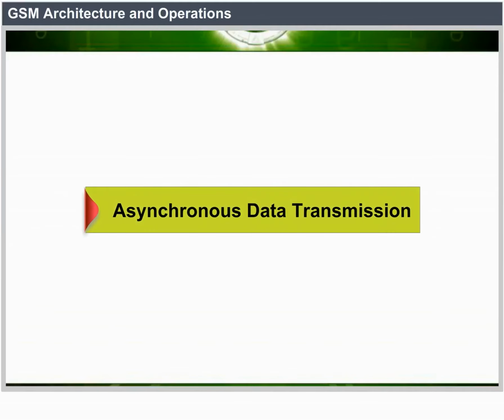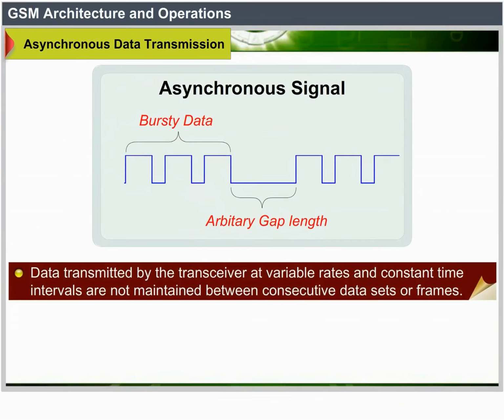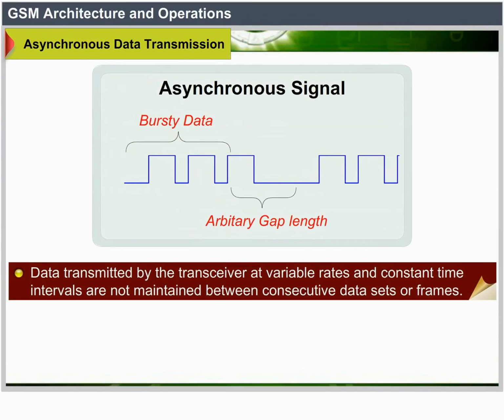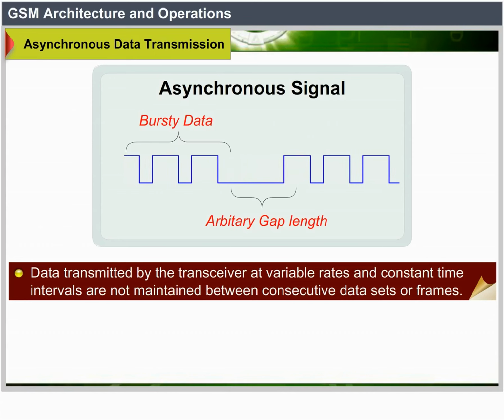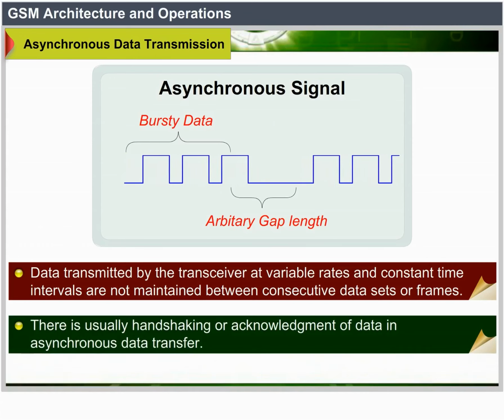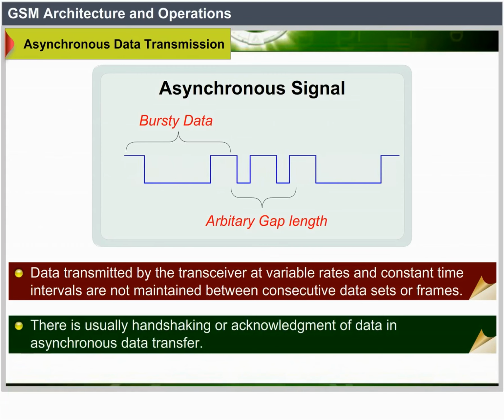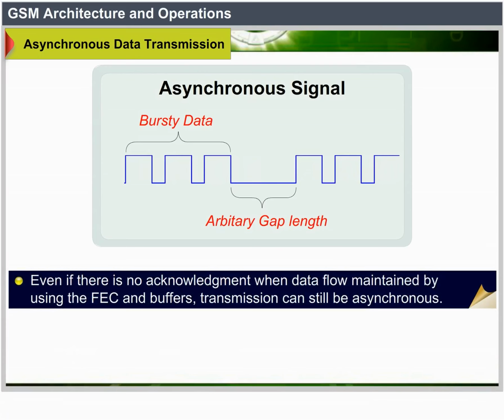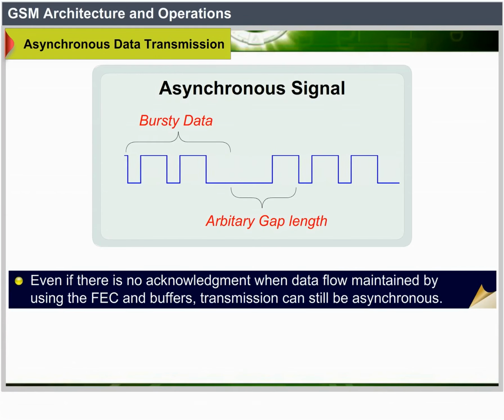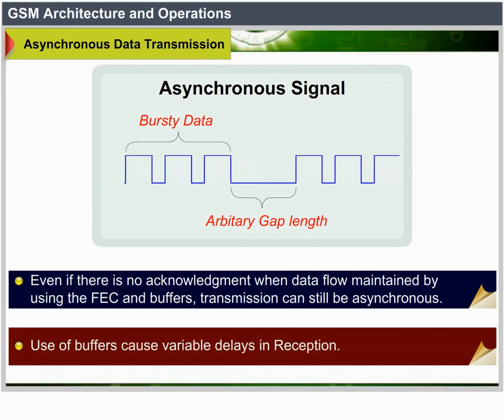Asynchronous data transmission. Data is transmitted by the transceiver at variable rates, and constant time intervals are not maintained between consecutive data sets or frames. There is usually handshaking or acknowledgement of data in asynchronous data transfer. Even if there is no acknowledgement, when data flow is maintained by using FEC and buffers, transmission can still be asynchronous. Use of buffers causes variable delays in reception.